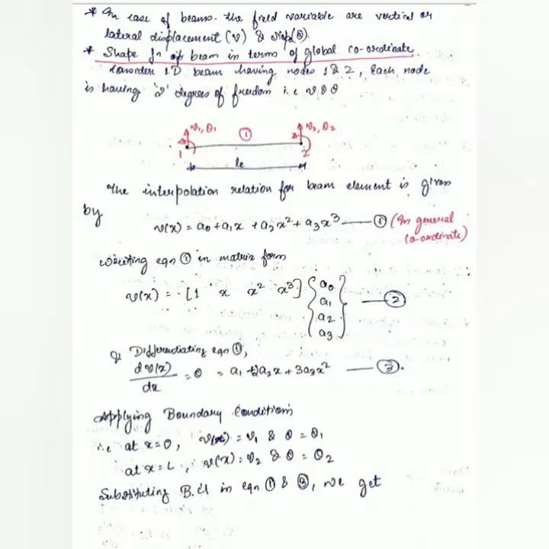Writing equation 1 in matrix form, V of x equals the row matrix 1, x, x square, x cube, multiplied by the column matrix a0, a1, a2 and a3, that is equation number 2. If you multiply these two matrices, you will again get the same equation 1. But if you write equation 1 in matrix form, it is very easy for function calculations.